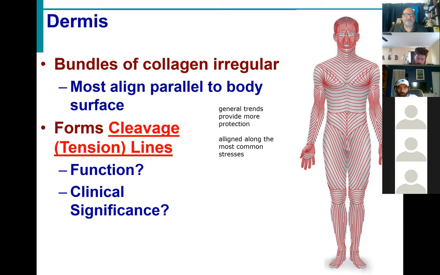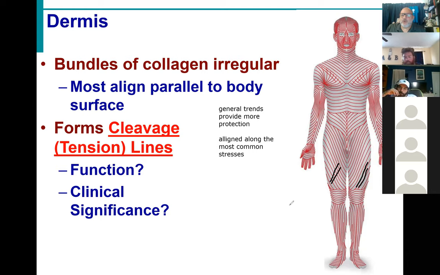Or making surgical incisions, I believe? Absolutely. If I'm going to perform knee surgery on this patient, does it matter which way I make my incision on that leg? Whether I go with the lines of cleavage or whether I go against them?